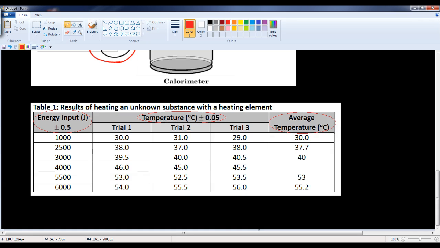You see that 30 degree, but you see that three data 30, 31, 29. So how could we get this 30? Possibly we take the average of these three. Okay, so if you understand this, then it would be very useful for you to answer the questions in the following parts of this question.